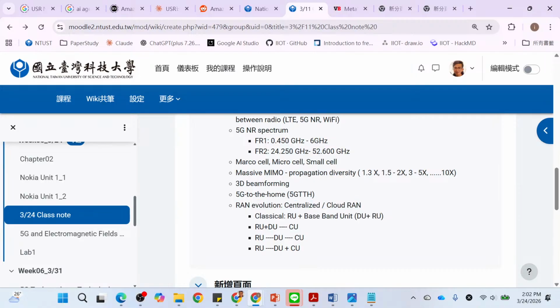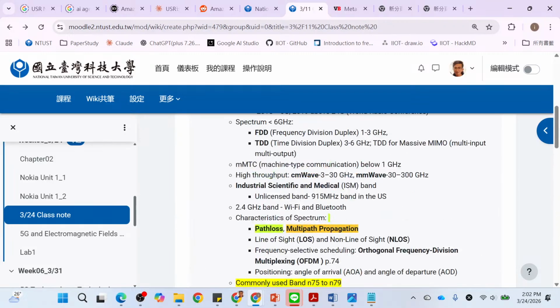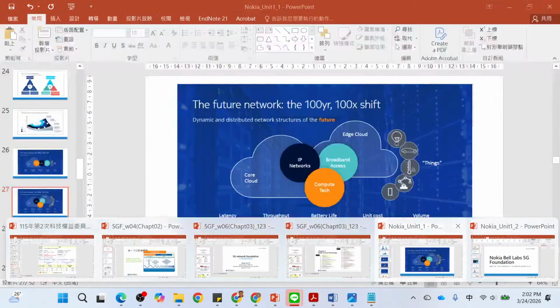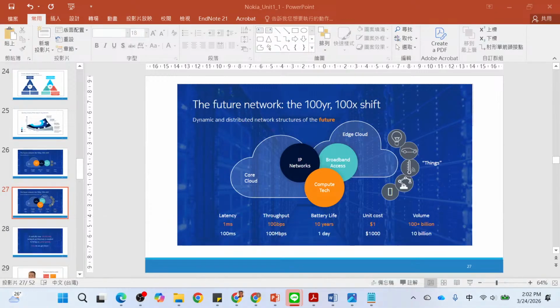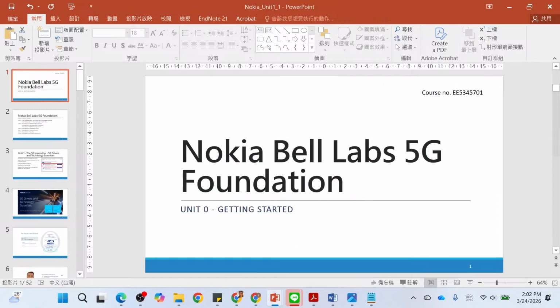Okay, the radio evolution is a centralized, current architecture. So it's a classical RU plus the baseband unit. So that's a radio unit plus a distributed unit and link to CU. Okay, I know it's not easy to understand, but if you look at our hangout, that will be much easier to understand. Okay, so let's look at the first slide.